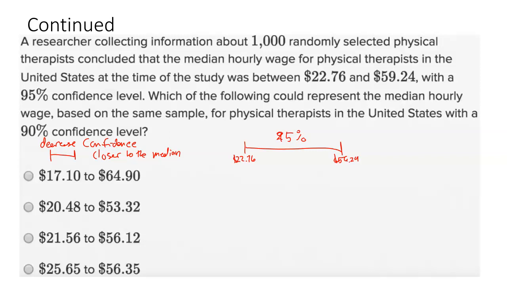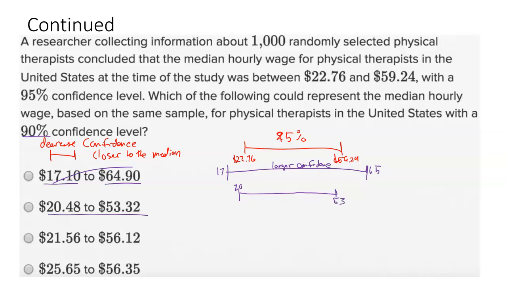So let's look at some of these different values here. If I do $17 to $65, I'm just going to do some estimates, $17 to $65, this would be a larger confidence level. So that's not going to work. We want a smaller confidence level. We want only 90%. Look at the next one. We've got 20 to 53. So 20 is right here, and 53 is right about here.